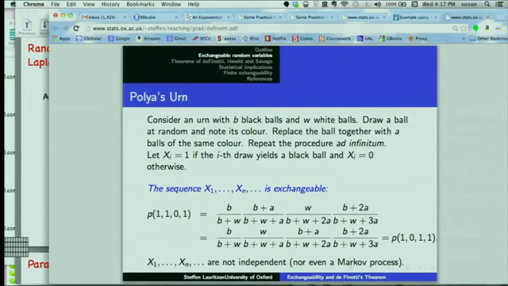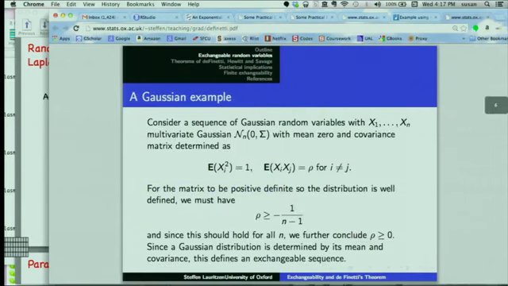But they're not independent. That is, a sequence from a Polya urn is not going to be independent. But overall it's exchangeable. And then there's a Gaussian example. If you look at a multivariate Gaussian, centered, such that all the variables have correlation rho, and it has to be positive definite, then you can look at the vectors, and they're exchangeable, although they're not independent.